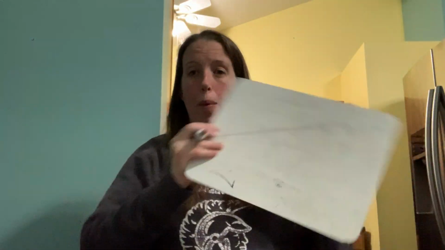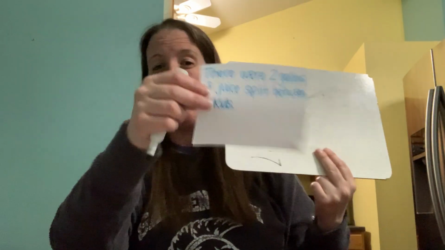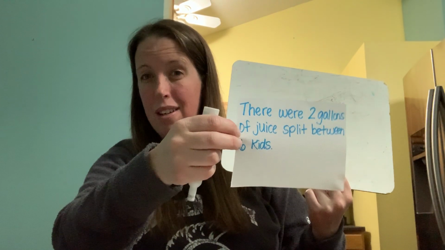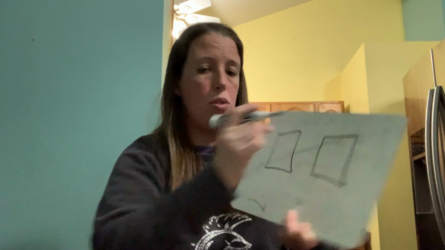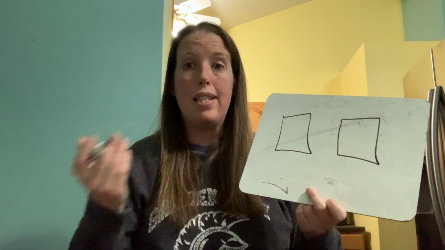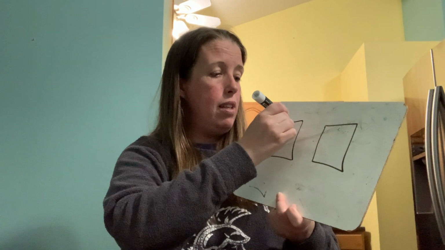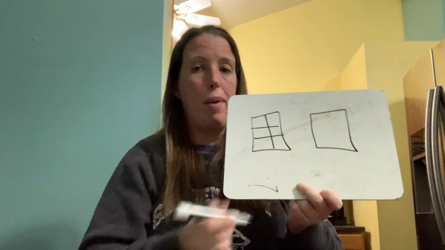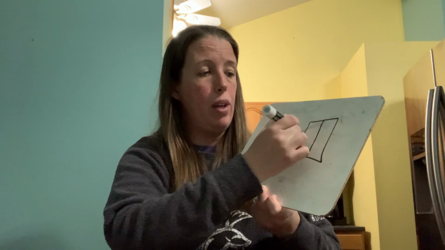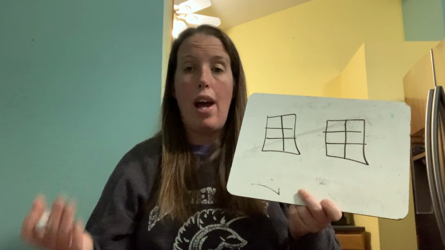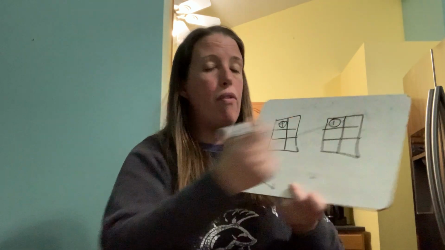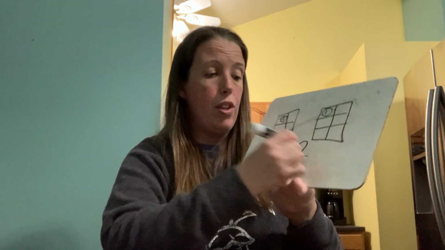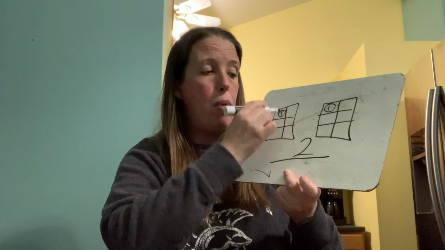So what will my picture represent? Am I sharing the juice or the kids? The juice. So I have to represent that, 2 gallons. 1 gallon, 2 gallons. And it's being shared by 6 kids. So this gallon will get shared by 6 kids, and this gallon will get shared by 6 kids. How much will each child get? Well, child 1 will get 1 from this one and 1 from that one. So all together, they're getting 2 parts.